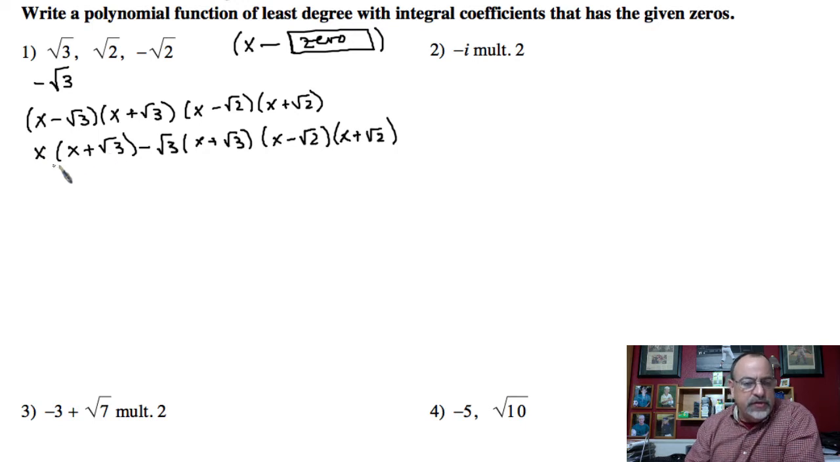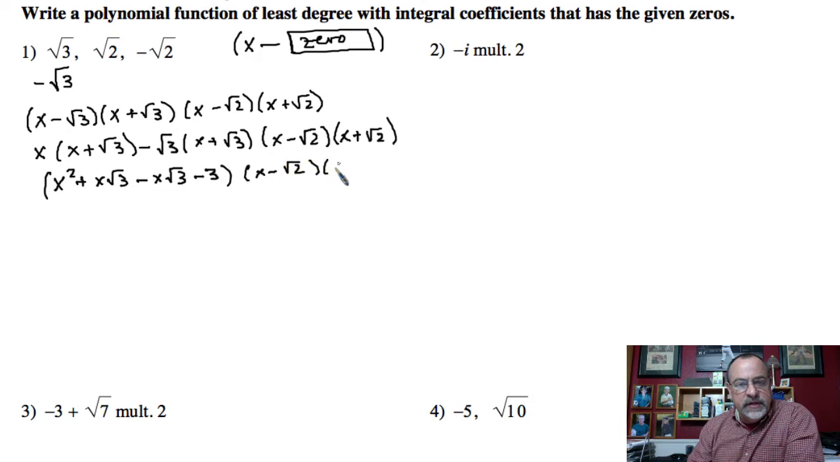So I'm going to go ahead and distribute this now. So this is x squared plus x times the square root of 3, and then this is negative x times the square root of 3, and now this negative times a positive is going to be a negative, and this square root of 3 times square root of 3 is going to be 3, and again, that's where my square root goes away, and then I still have this x minus square root of 2 and x plus square root of 2 over here.